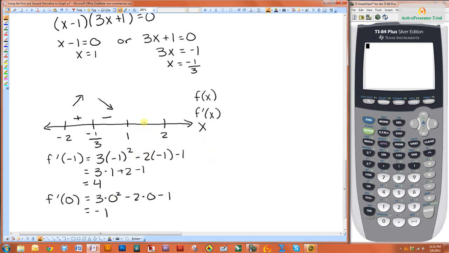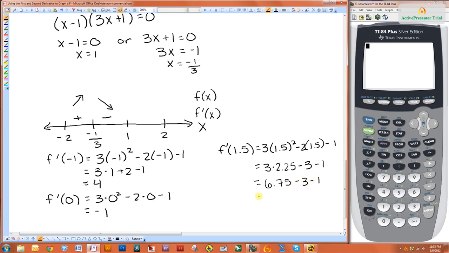This is the last one we need to do. This one we don't have a nice integer value, so we'll just use 1.5, f prime at 1.5. So that's equal to 3 times 1.5 squared minus 2 times 1.5 minus 1. So that's 3 times 2.25 minus 3 minus 1. So 6.75 minus 3 minus 1, or 2.75. Okay, so this one is positive, which means the function is increasing.